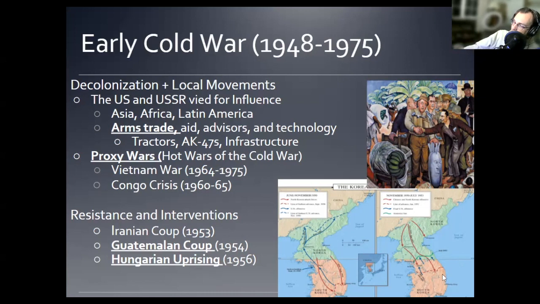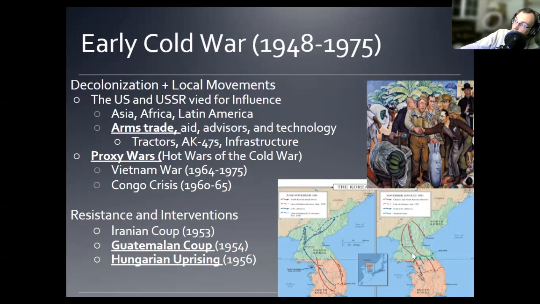So, for example, here we can see the Korean War, in which North Korea invaded South Korea, and then the United States, with United Nations support, pushed the North Koreans back, but then the Chinese got involved and pushed the South Koreans and the United Nations forces all the way back down to the original border, which is pretty much where it's at today.